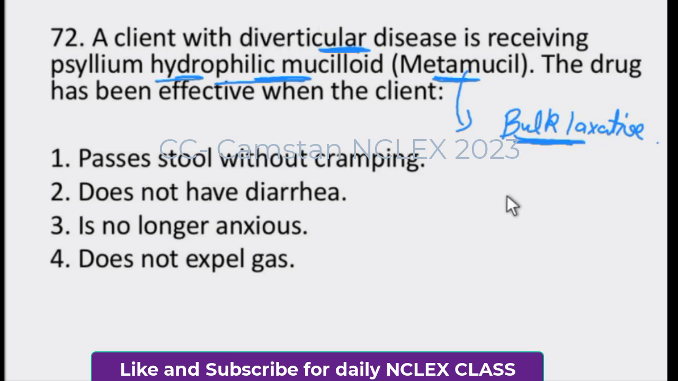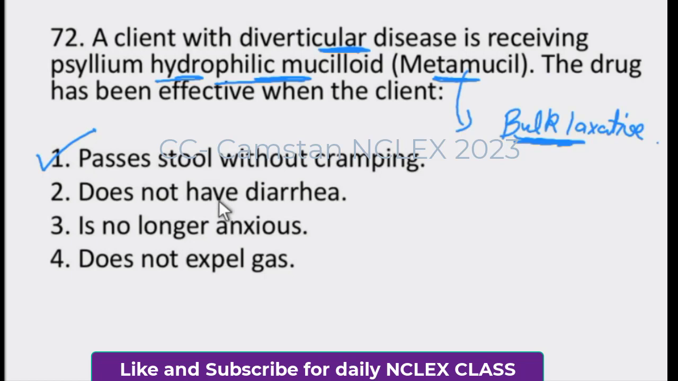because what they do, I already told you what they do. They help in promoting soft form stools, right? And they decrease the strain on the patient, right? So, what is the role of this bulk laxative? Now, first, let's read the options. Passes stool without cramping. This option is correct.